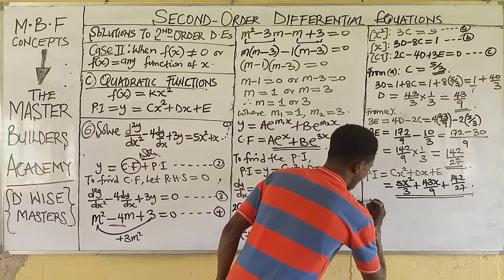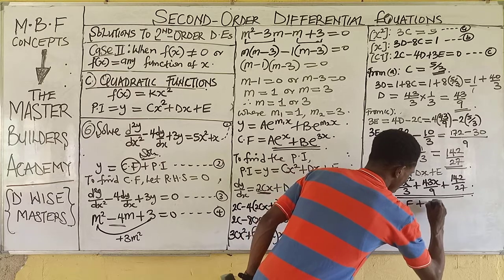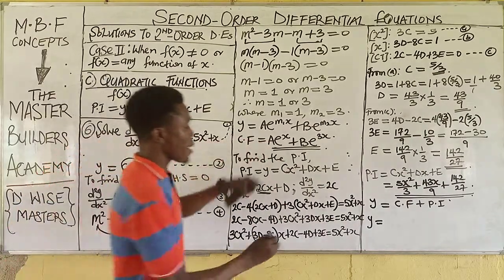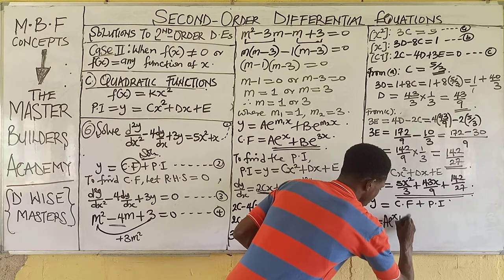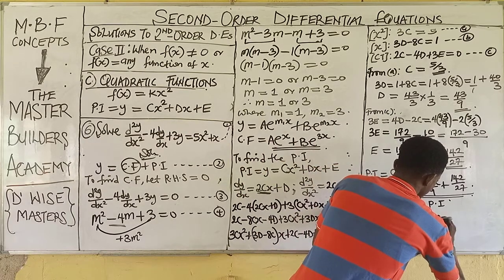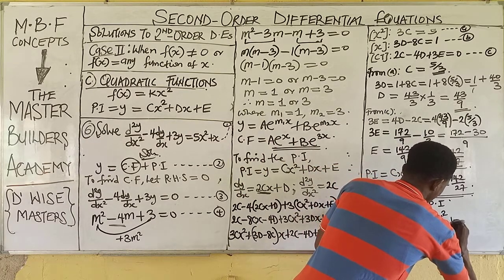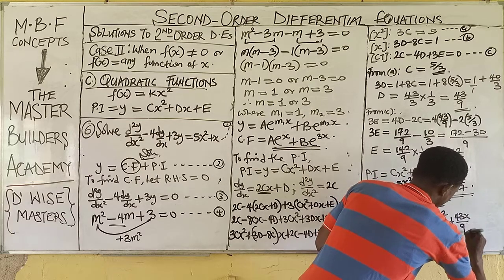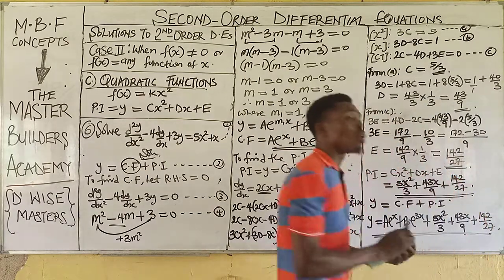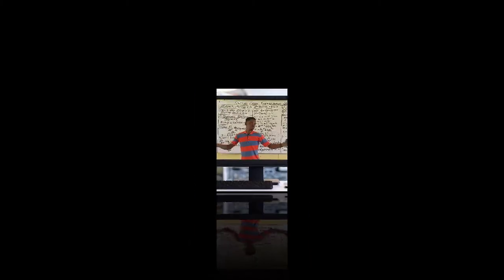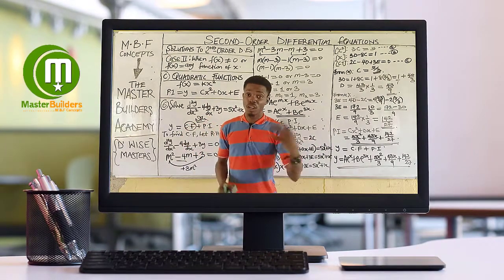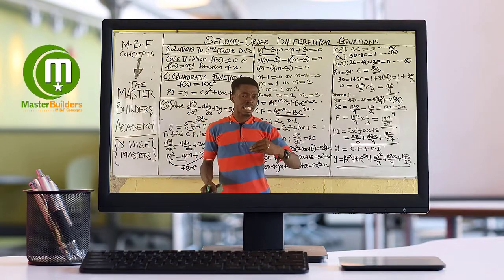Now we have that the general solution y is equal to the complementary function plus the particular integral. Then we have the final answer. The complementary function we have is A e exponent x plus B e exponent 3x, plus the particular integral, which is 5x squared over 3 plus 43x over 9 plus 142 over 27. This is the answer to this particular question. This is it. So guys, you find out that this is very simple. Though the steps are very lengthy, it is simple if you understand the principles.